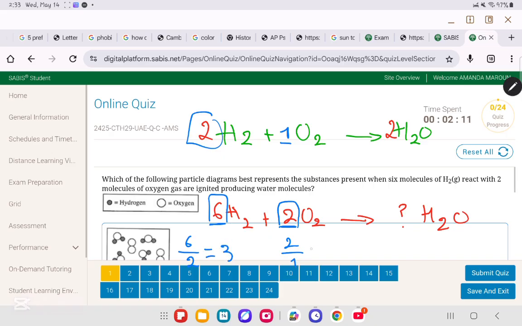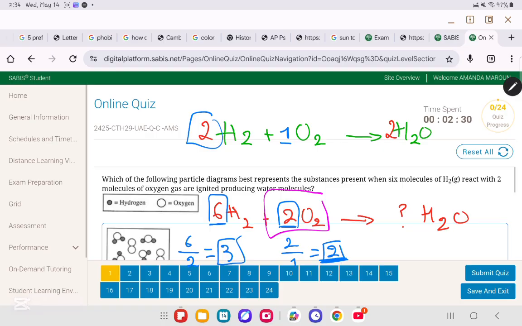6 divided by 2 is 3. 2 divided by 1 is 2. Now, which is the smaller value? 2. In this case, that means what? O2 is our limiting reagent. If O2 is our limiting reagent, then that means we will have to balance the full equation based on O2.